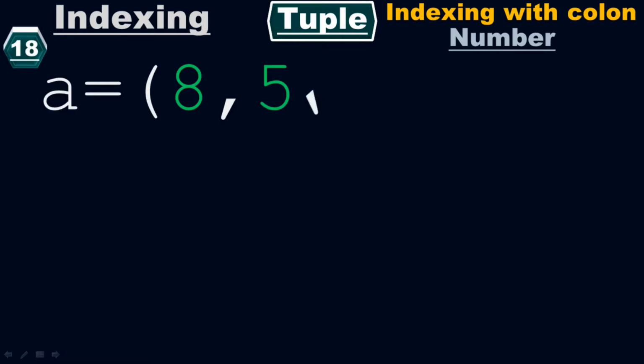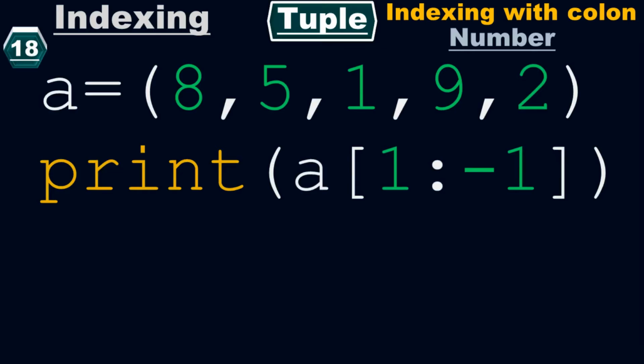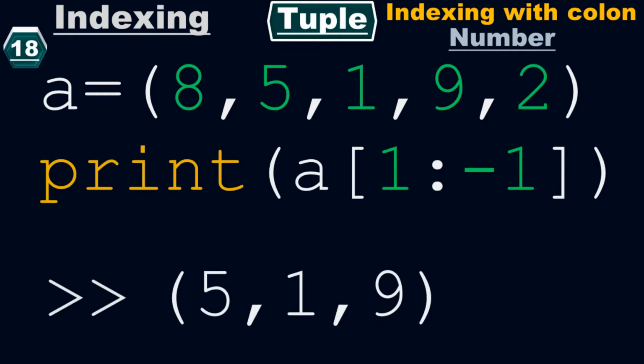Example number 18. A equals 8, 5, 1, 9, 2. Print of A of 1 colon -1, which will return 5, 1, 9. Look at here. This time my index value is +1 on the left side. So the program will start from index 1.